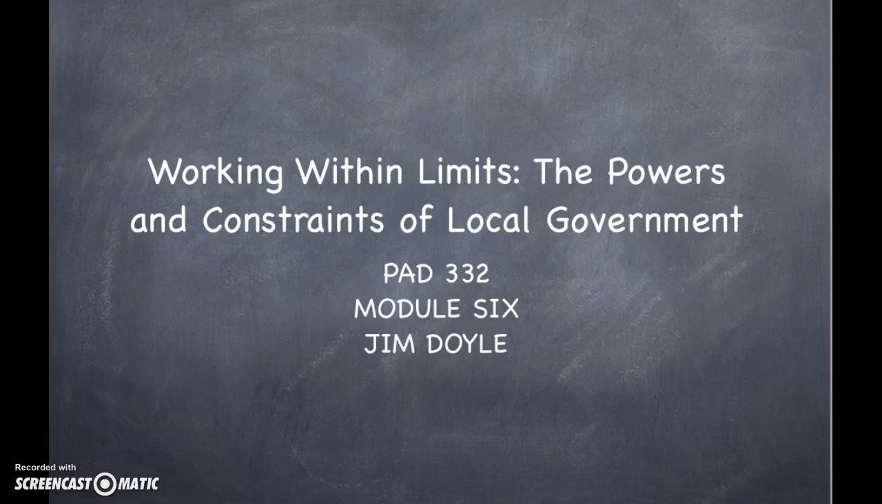This week we're going to look at the powers and constraints of local government, and specifically we're going to be looking at the concept of Dillon's rule and home rule as the focus of our discussions this week.